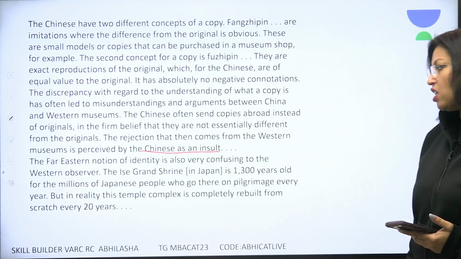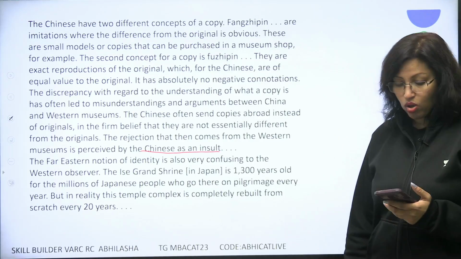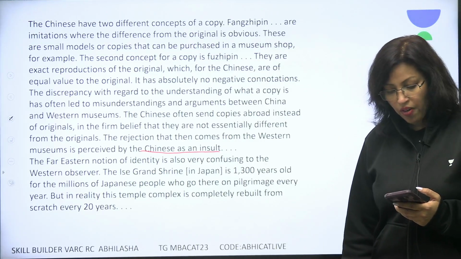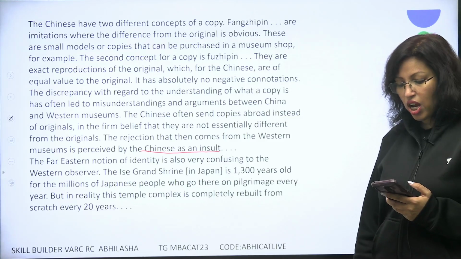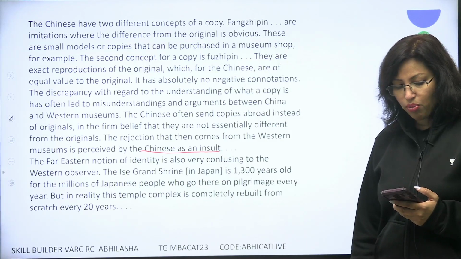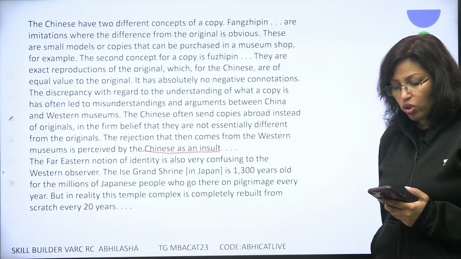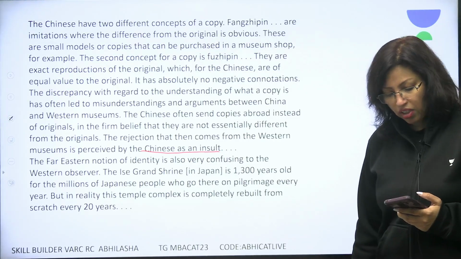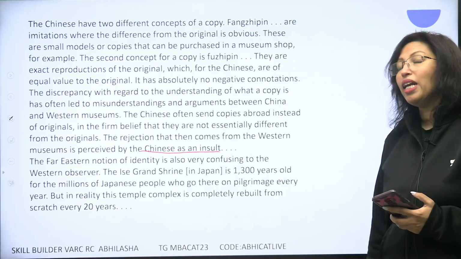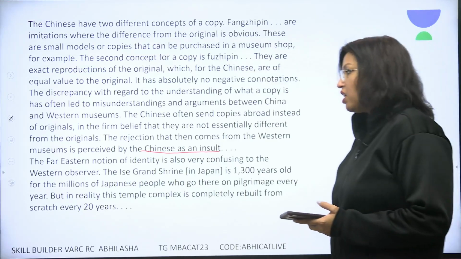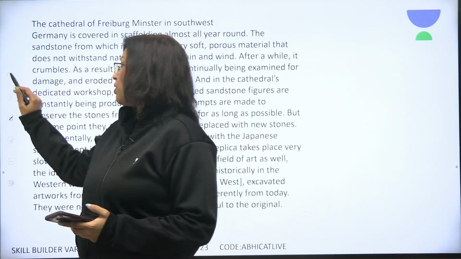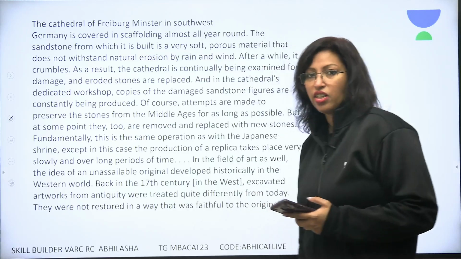The Far Eastern notion of identity is also very confusing to the Western observer. The Ise Grand Shrine in Japan is 1300 years old for millions of Japanese people who go there on pilgrimage every year. But in reality, this temple complex is completely rebuilt from scratch every 20 years. So it becomes new, but we think that they think it is 1300 years old, right?